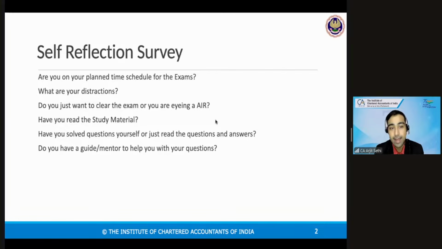And number 5, do you have a guide or a mentor to help you with your questions? If yes, great. If you have an elder sibling, a friend, a senior, somebody from college, somebody from work, somebody in family, awesome. If no, the answer is no. Don't use ChatGPT for your mentorship. That's good if you want to talk.